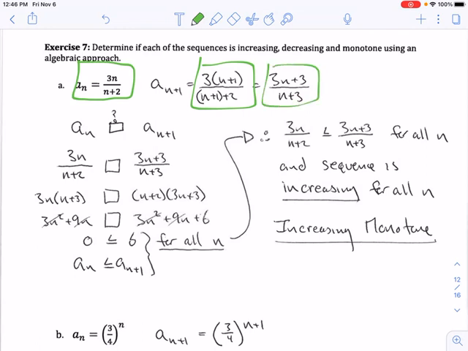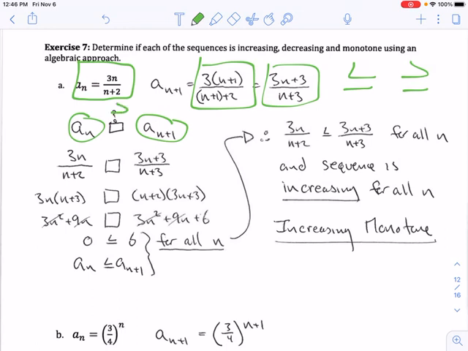So what I've done here may look a little confusing. I just put a little empty box with a little question mark above it. And the reason I did that instead of a less than or equal to sign or a greater than or equal to sign is because I don't know which one to put in there. What we want to do now is determine, is a sub n less than or equal to a sub n plus 1 for all values of n in the domain, or is a sub n greater than or equal to a sub n plus 1 for all values in the domain?